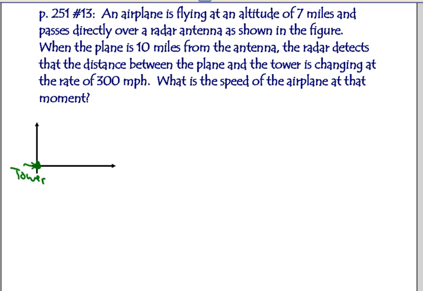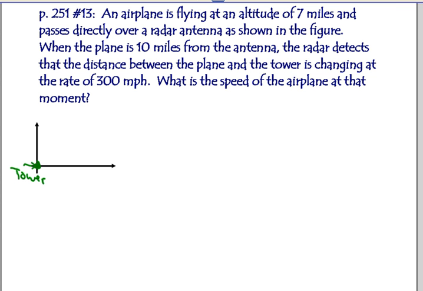This is problem number 13. An airplane is flying at an altitude of 7 miles and passes directly over a radar antenna as shown in the figure. We're going to embellish this figure a little bit. When the plane is 10 miles from the antenna, the radar detects that the distance between the plane and the tower is changing at the rate of 300 miles per hour. What is the speed of the airplane at that moment?